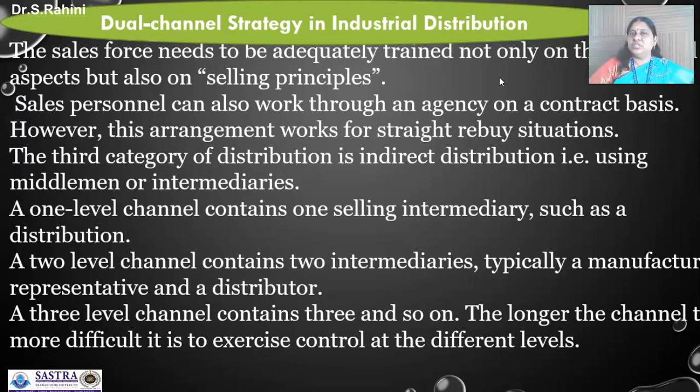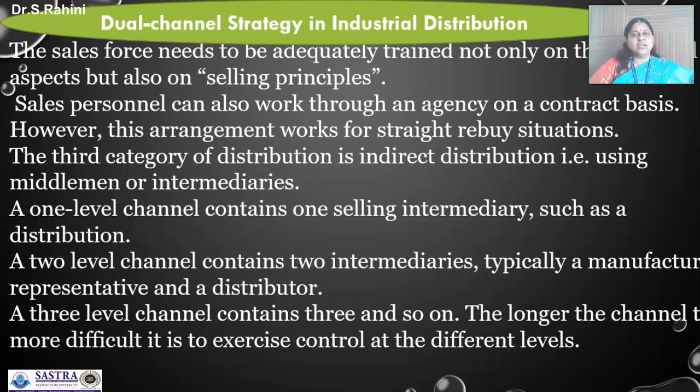And the sales force needs to be adequately trained, not only on the technical aspects but also on the selling principles. How we have to approach customers when selling very high-value products. Sales personnel can also work through an agency on a contract basis. However, this arrangement works for straight rebuy situations.